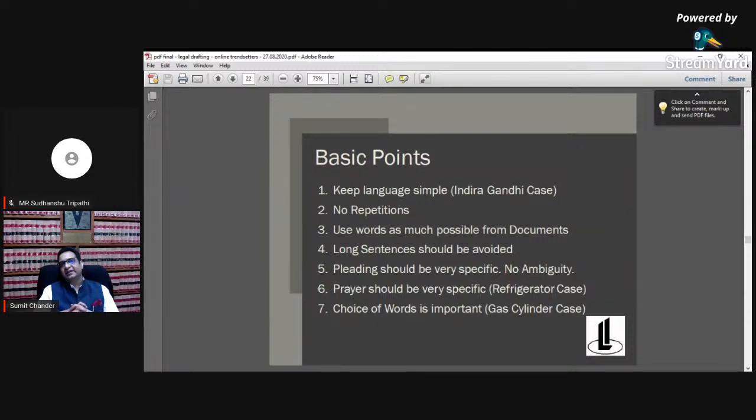The basic points in legal drafting that you need to keep in mind is that you keep the language simple. And I would here give an example of Indira Gandhi's case. This is the case where for the first time ever in a court, the sitting Prime Minister was called as a witness to the case. Now, the Prime Minister, of course, has the option and the protection under the Constitution to have refused. However, in this case, the then sitting Prime Minister, Mrs. Indira Gandhi, decided to come to the court.